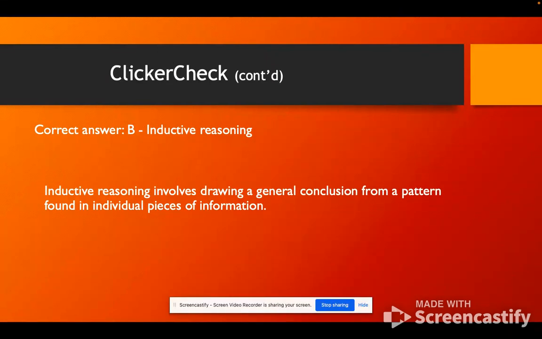Your actual answer is going to be B, inductive reasoning. You're helping to bring in information. You're involving drawing a general conclusion from a pattern found from certain individual pieces of information.